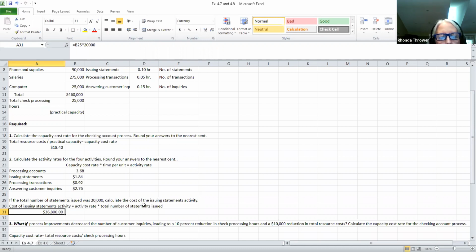So they only ask you for one of these, not all four of them. But technically, they would have asked you for all four of them. So what we would need to know was what each one of these activities, what was driving it, and how much we actually used. They didn't give us enough information to do that. So we just could use only what they have given us for the issuing statements activity.